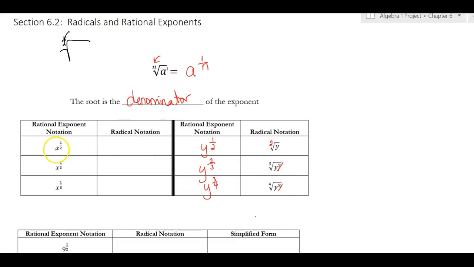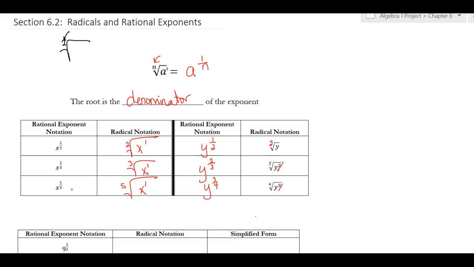All right, here, let's go ahead and write it the other way. I have an x to the 1, and the denominator is the root, so it's the square root of x. Right here, it's x to the 1, and then my root is 3, so it's the cube root of x. And this last one, it's x to the 1, and the root is 5, because that's what you were dividing by.